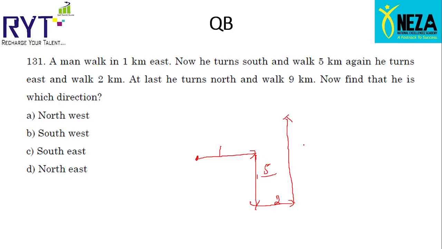Remember, this is 5, this is total 9. Means this is going to be 4 and this is 5. Now find that he is in which direction. This was his direction. Now he is in this direction. This is northeast direction. That is option D.